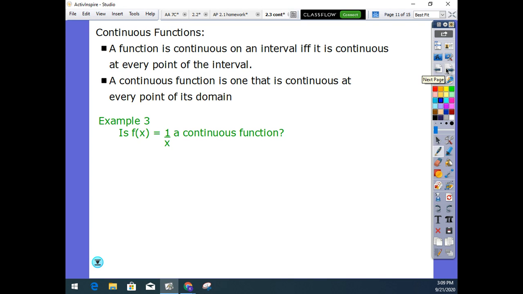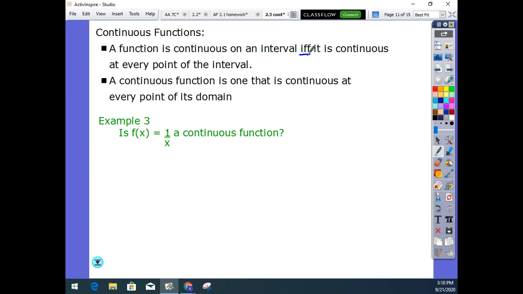Basically, this just says a function is continuous on an interval if and only if it's continuous at every point of the interval. Well, that would make sense. A continuous function is one that is continuous at every point of its domain.